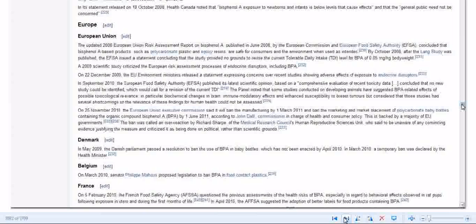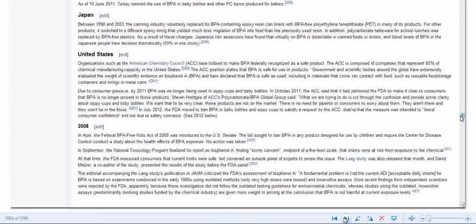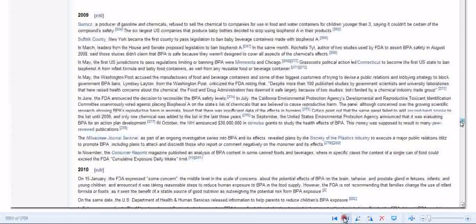Denmark passed a resolution to ban this stuff in baby bottles. In Belgium, they proposed legislation to ban the stuff. You know, everybody's been doing something but us. Well, not everybody, but you think that they're going to do anything? Organizations such as the American Chemistry Council have lobbied to make BPA federally recognized as a safe product. Huh. That's in the United States. We're backwards from the world, people. Can you believe this? I mean, this is just insane.